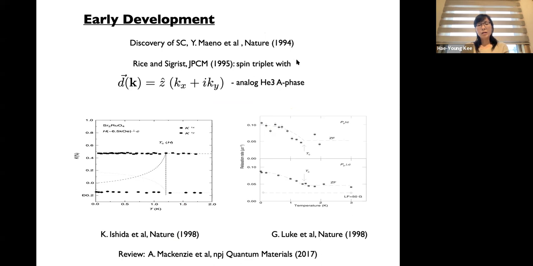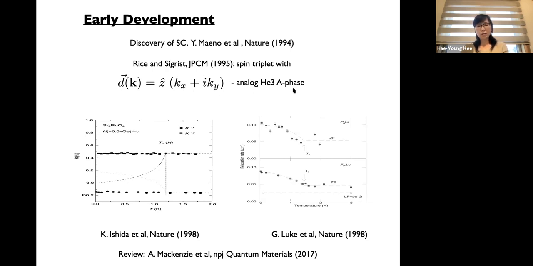And right after this discovery, a lot of work has been done. Most importantly, there was a proposal that this will correspond to a d vector along the z direction, d hat along z. And the momentum dependence here will go into the odd parity, sine kx plus i sine ky. And that's analogous to the helium-3 A phase.